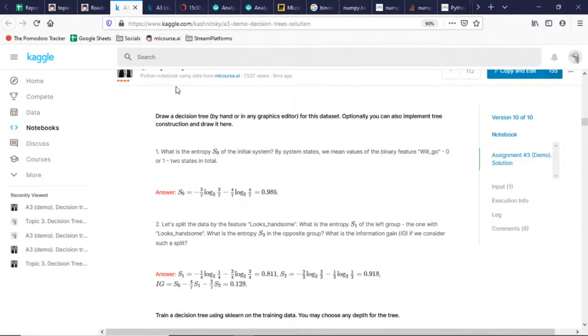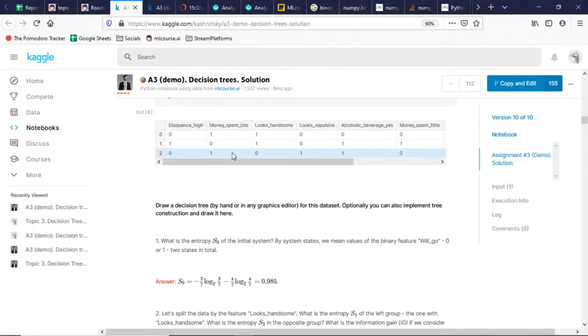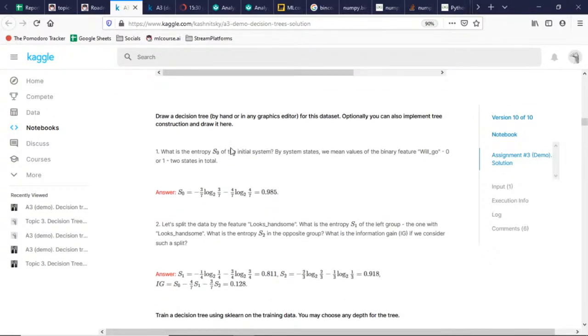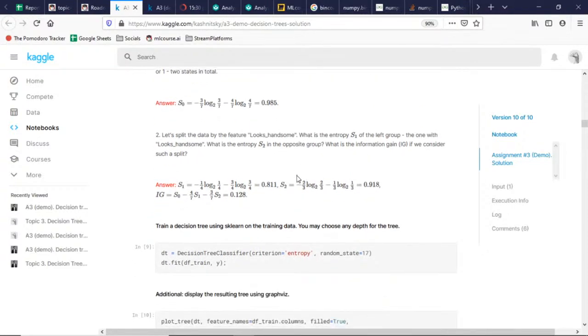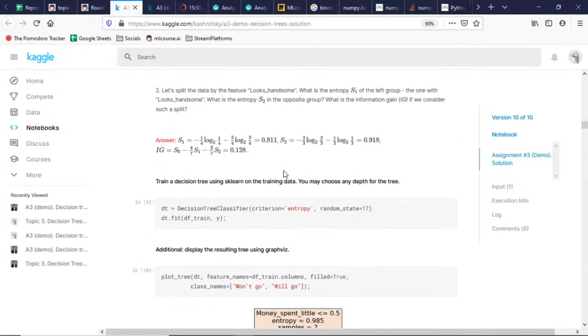Okay, first question: draw a decision tree by hand or graphing data set. Option: you can also implement tree construction and draw it here. Okay, so this one I got, it was pretty clear. This one I also got. It took me some time, but I understand. Okay, decision tree.